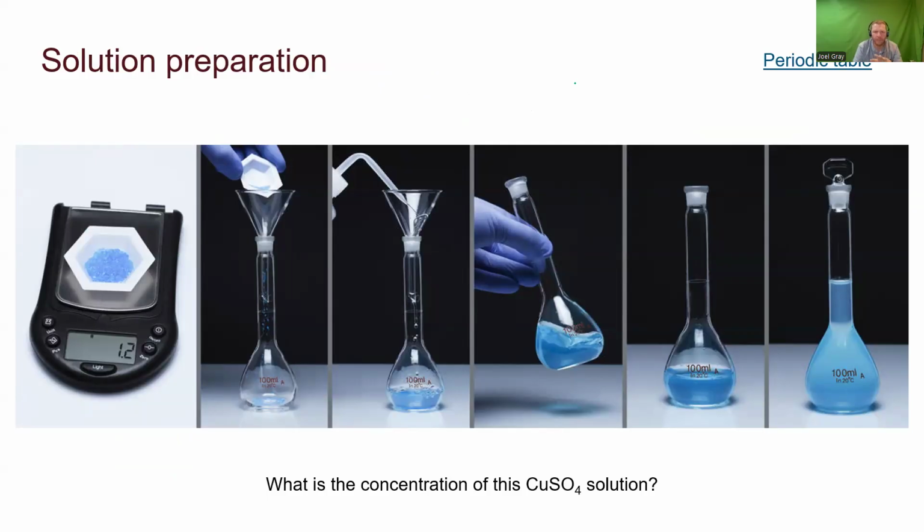Whenever you're preparing a solution, this is what that process looks like. The first thing that you need to do is weigh out the solid. This, I believe, is a solid known as copper sulfate. Copper sulfate and copper containing compounds, oh, sorry, it says it on the bottom of the screen. Copper containing compounds are almost always this brilliant blue solution.